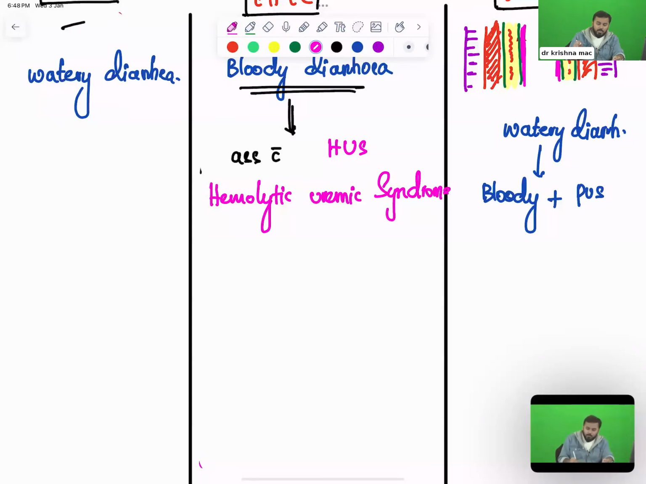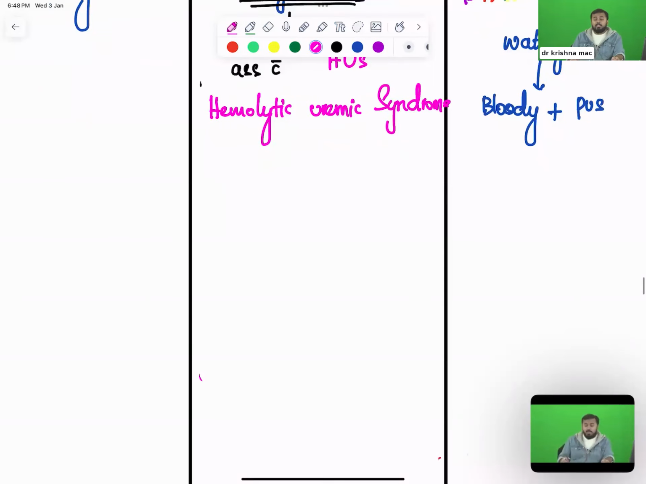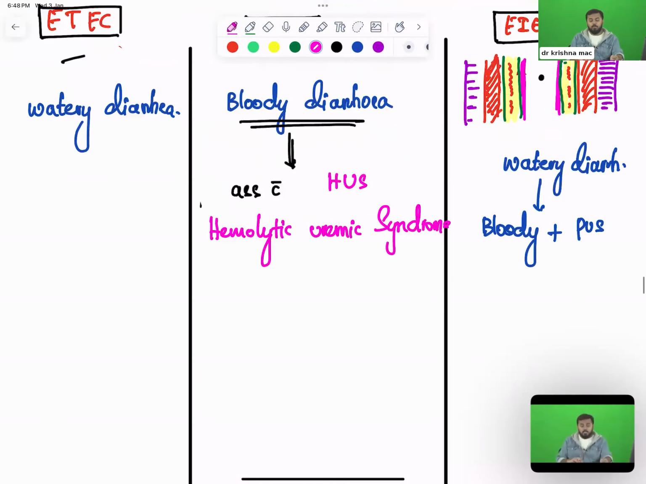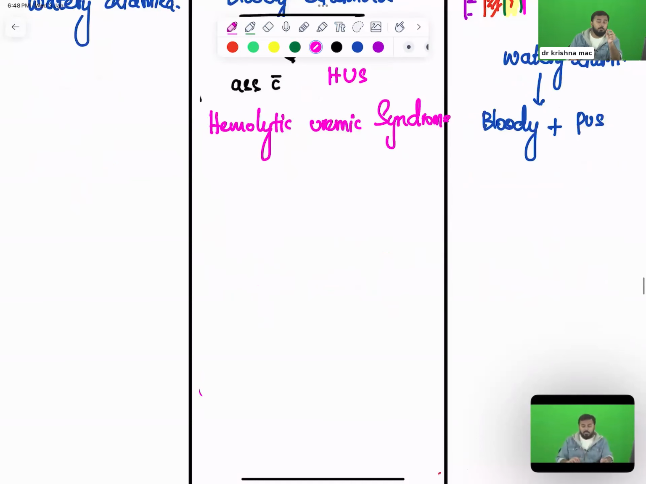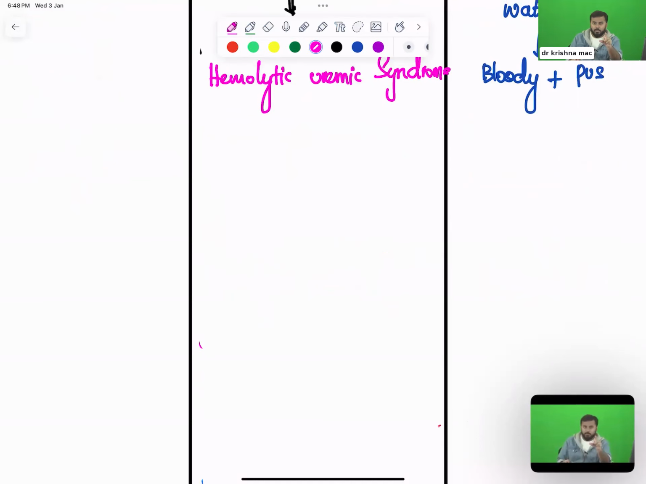What do you mean by hemolytic uremic syndrome? Within this enterohemorrhagic E. coli, there is one very powerful variant. Okay, what is that powerful variant? O157:H7. This number, you just have to remember it at any cost, guys. Lifelong you have to remember it. O157:H7.